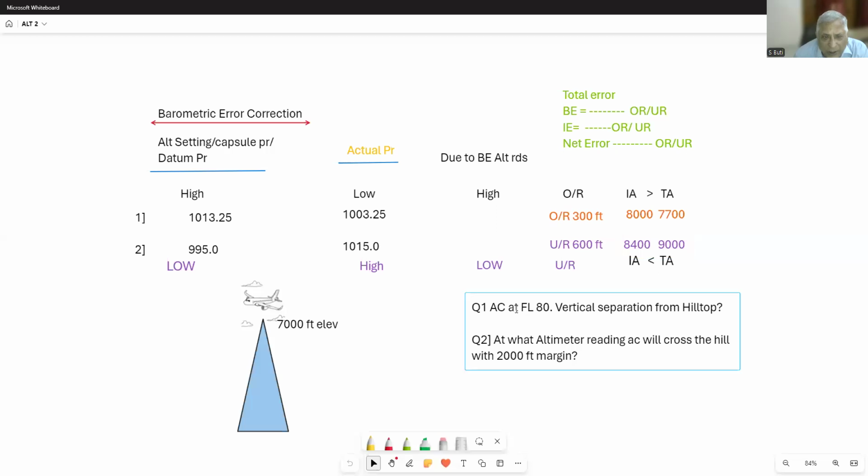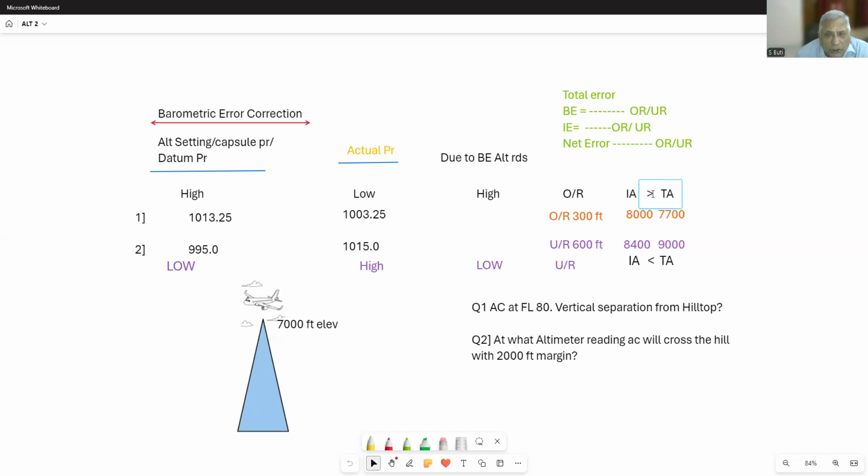In the first case, the aircraft was at flight level 80, that is 8,000 feet was my indicated reading. Here he says what altimeter reading, that means he's asking you this reading. Then he'll tell you what should be your true altitude. He says, okay, cross it by 2,000 feet. So 7,000 is the hilltop plus 2,000, 9,000. And at 8,400 feet altimeter reading, I will cross this hill by a margin of 2,000 feet.